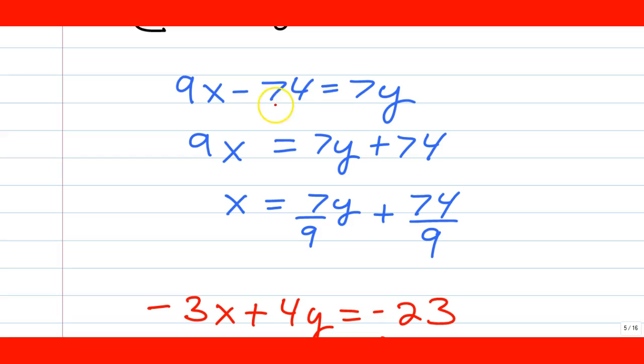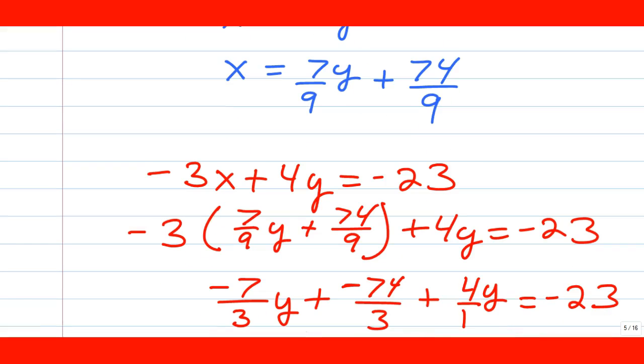So I have the 9x minus 74 equals 7y. The first thing I want to do to solve for x is to move that 74 away. So it's a negative 74, so I sum the 74 to both sides. This takes it down to 0 on the left, and it adds a 74 to the end on the right. Now I have that 9 to move. I'm going to get rid of that 9 by dividing it out. A 9 divided by a 9 takes it down to a 1x. Then I have the 7 divided by a 9, y, plus the 74 divided by a 9. So I've solved for x.